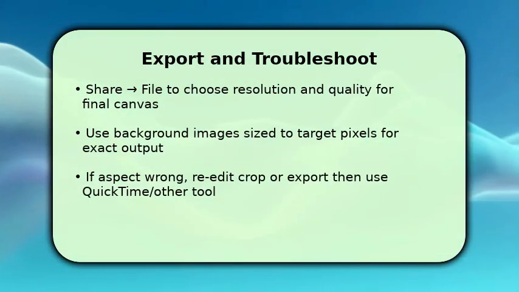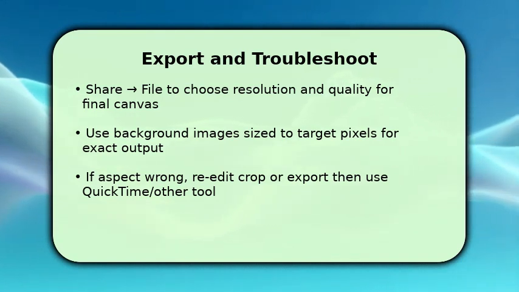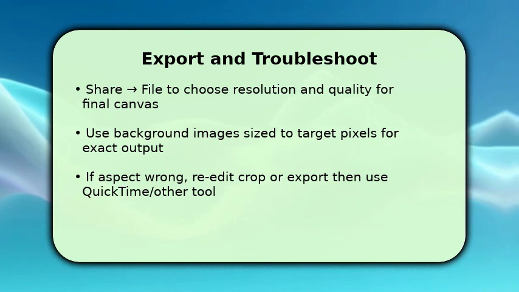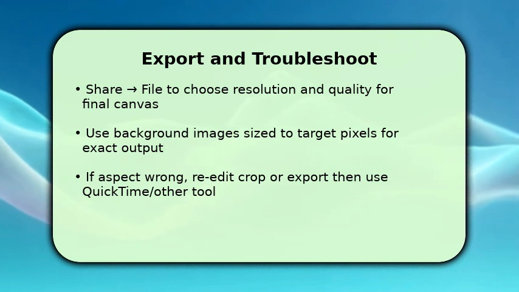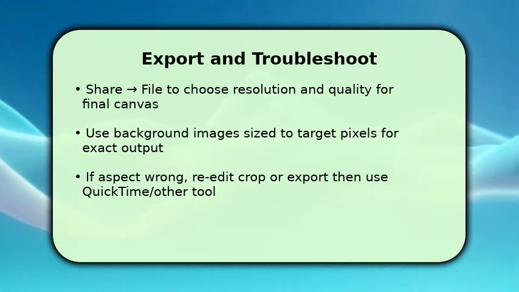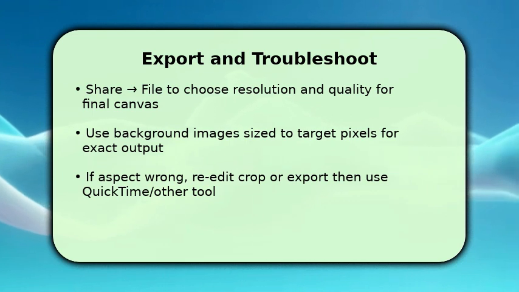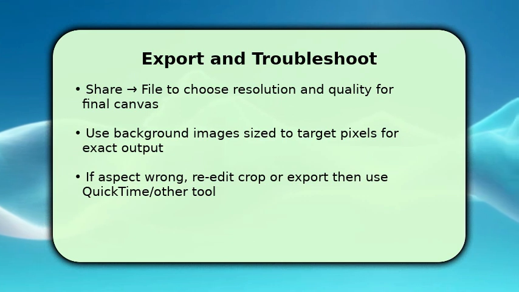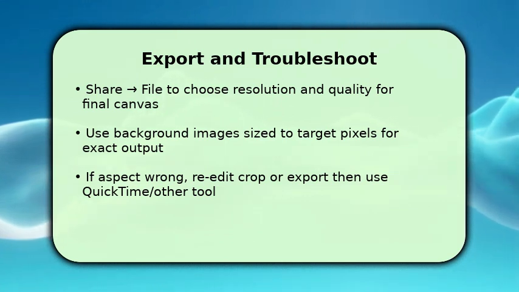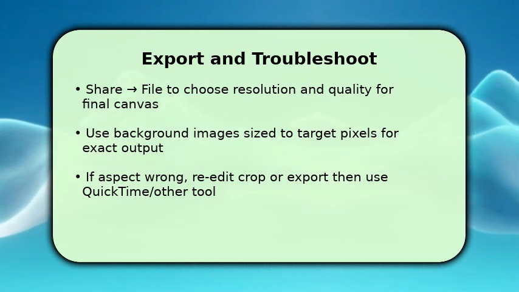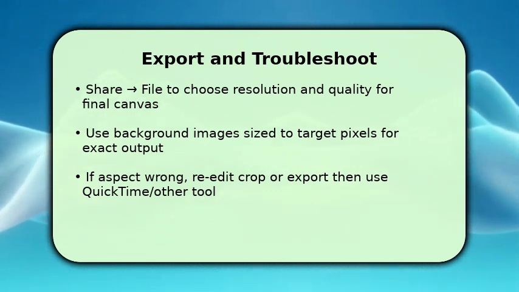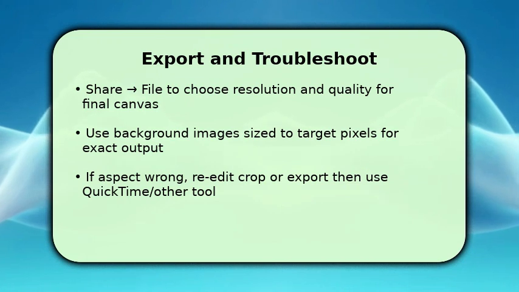Finish by exporting. Use Share, right arrow, file to select resolution and quality. This determines the final pixel canvas iMovie outputs. For precise dimensions, prepare a background image at the exact pixel size you want. iMovie will scale exports to the chosen resolution while keeping that framing. If the aspect still looks off, revisit crop settings and overlays, or export and use QuickTime or another app to trim or pad edges. A key tip: check a short test export before finalizing long projects.